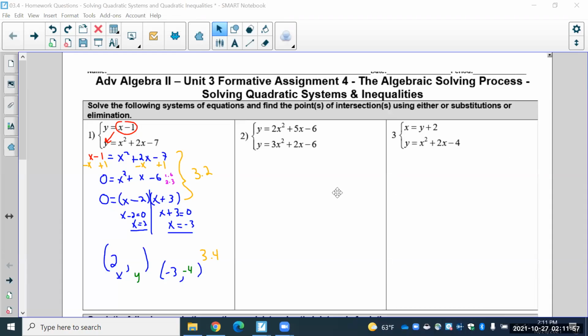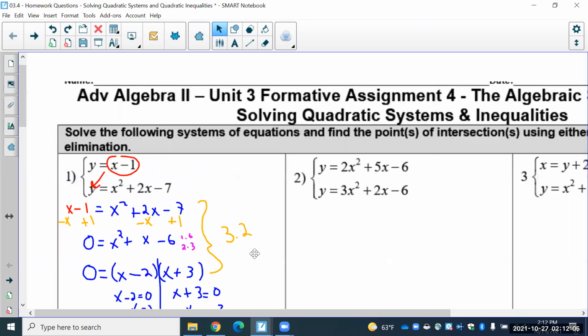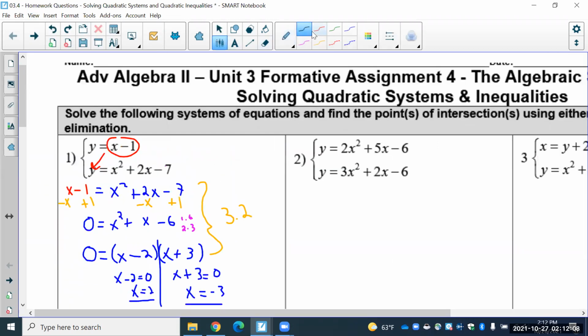So when you look at 3.4, you're really reviewing a lot of 3.2. And so if we take a look at the first problem, we're going to use substitution. And substitution is already set up for you. We're just going to put this y equals x minus 1 to here. So it's literally going to go right there and become x minus 1 equals the other side of the equation.